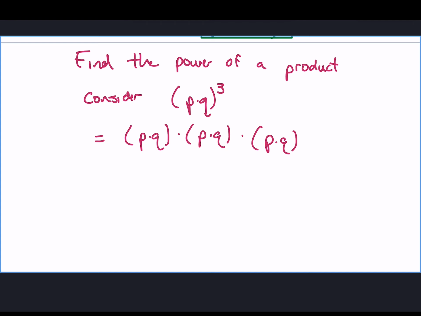So what that means is we can drop those parentheses. Let's drop the parentheses first, and we'll get P times Q times P times Q times P times Q. No parentheses. That's the associative property that we're using. After we use the associative property, then we can use the commutative property and change the order.